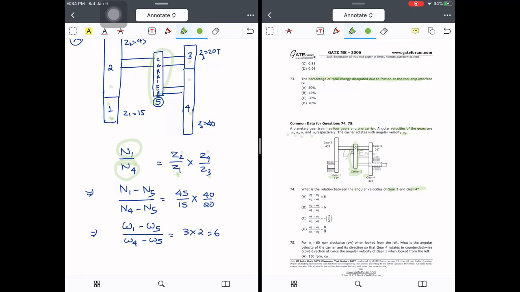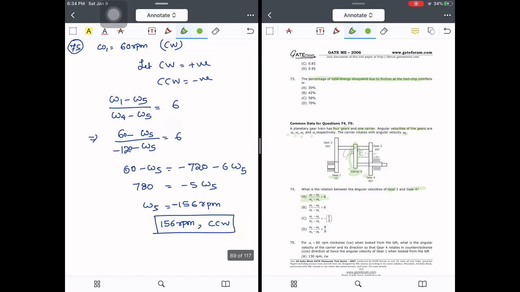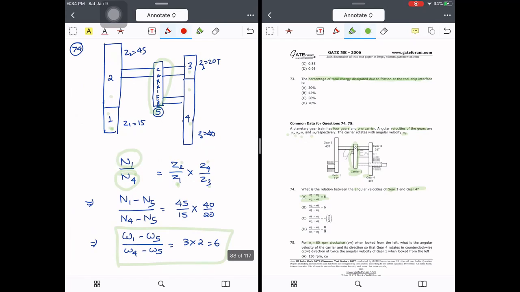Okay. So now, since there is a carrier arm, we will simply subtract n5, that is the carrier speed, from it. Once we do this, we replace n with the corresponding omega, and you get the equation: omega 1 minus omega 5 divided by omega 4 minus omega 5 is equal to 6. This is the answer. Option A is the answer.